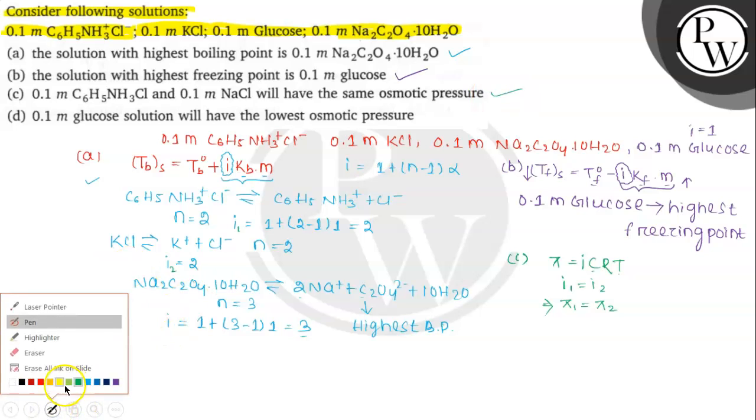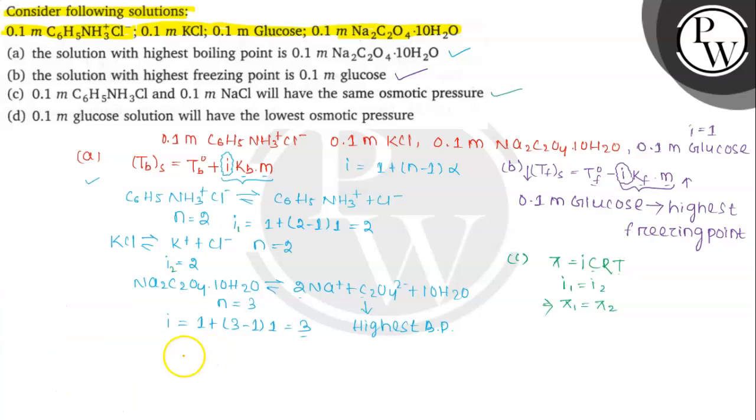Now D. D says 0.1 molality glucose solution will have the lowest osmotic pressure. This is because osmotic pressure is i into C R T, and it only varies according to this part, the van't Hoff factor. The solution with the lowest van't Hoff factor has the lowest osmotic pressure. As glucose has the lowest van't Hoff factor, 0.1 molality glucose has the lowest osmotic pressure.